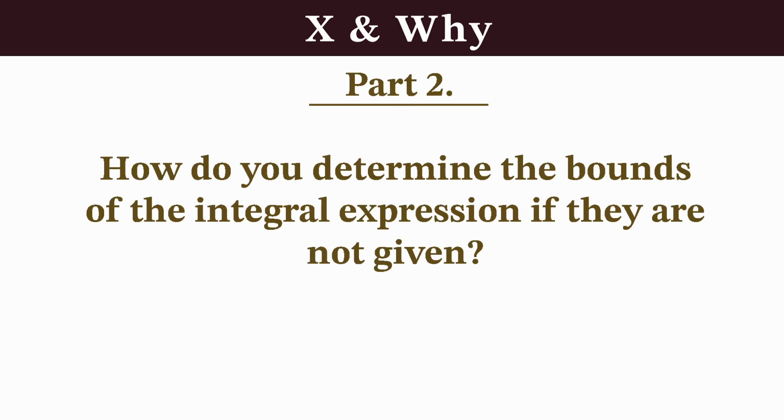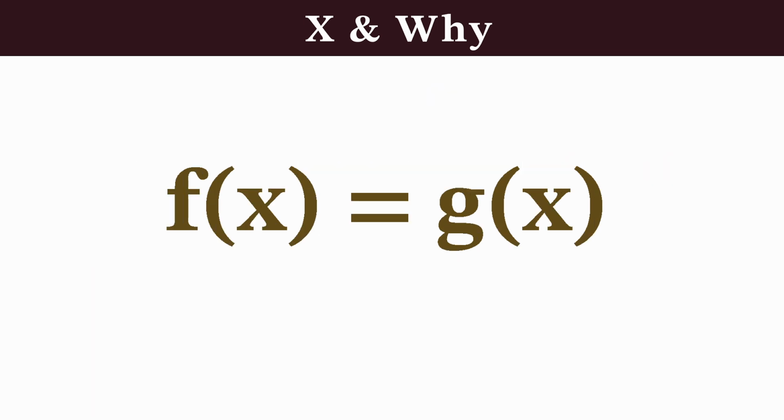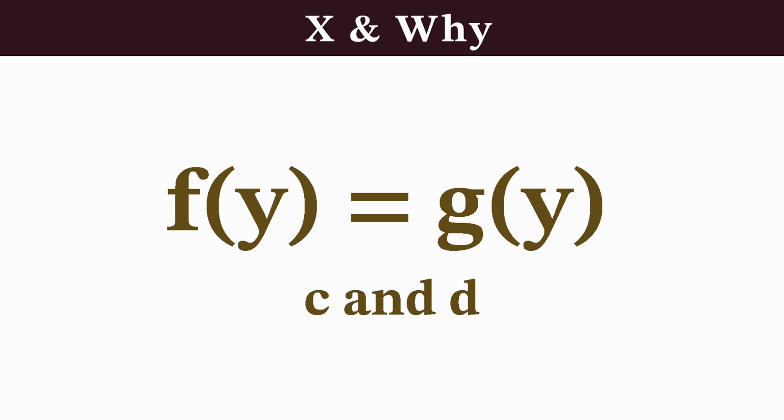Part 2. How do you determine the bounds of the integral expression if they are not given? First, set the two functions equal to each other. Then solve for the variable with respect to the correct variable according to the problem. The solutions are the bounds. With respect to x, f of x equals g of x, and bounds are a and b. With respect to y, f of y equals g of y, and bounds are c and d.